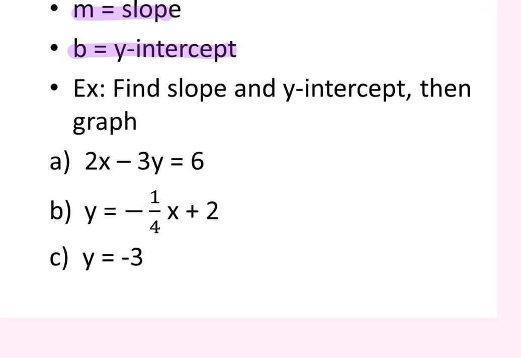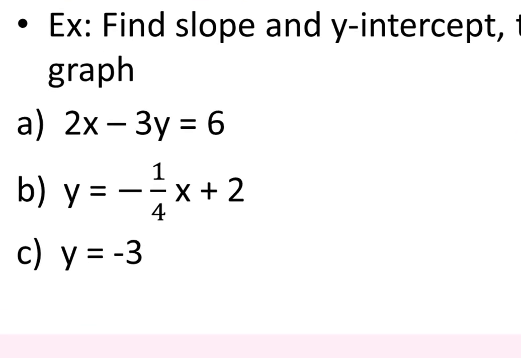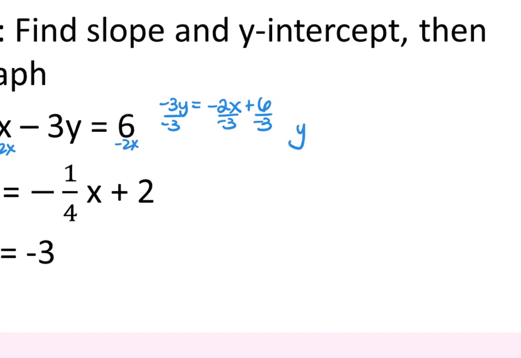I get 2x minus 3y equals 6. So if I want to put it into slope-intercept form, I have to solve for y. So I would get negative 3y equals, I'm going to subtract the 2x from both sides, and then divide everything by negative 3. And the equation is y, because these cancel, equals negative 2 over negative 3, but positive 2/3 x. 6 divided by negative 3 is negative 2.